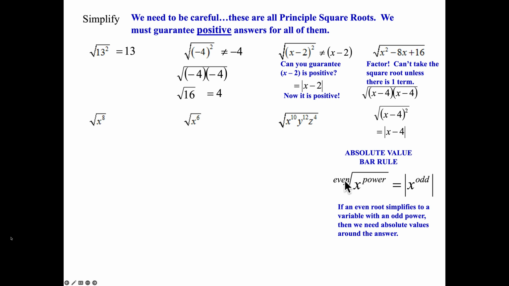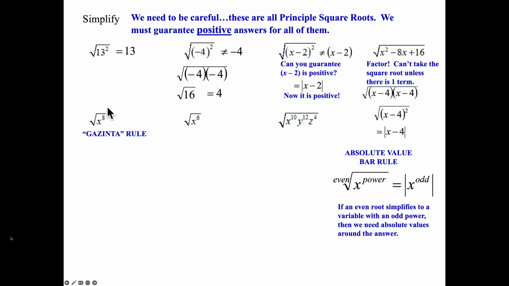Then we take the even root of x to some power. We divide the root into the power, and if you get an odd power on your variable or variable expression, you put absolute value bars around it.